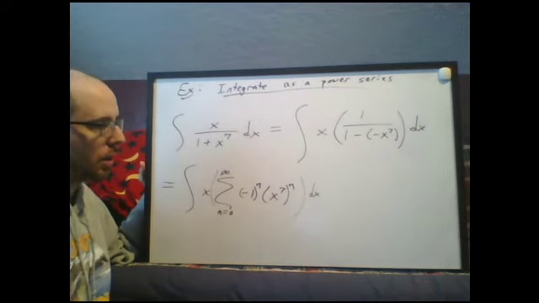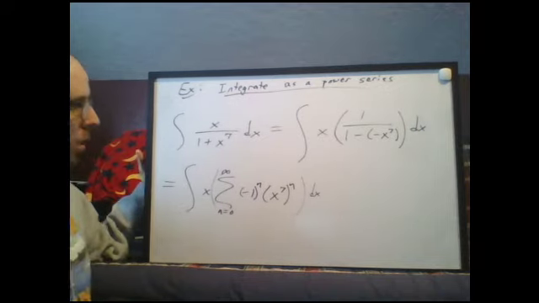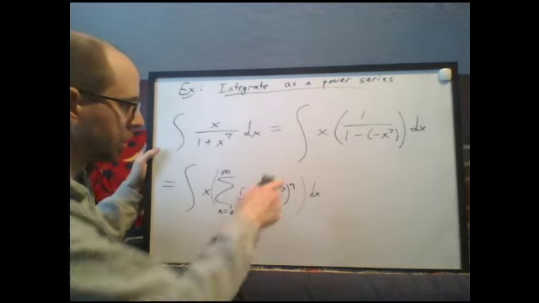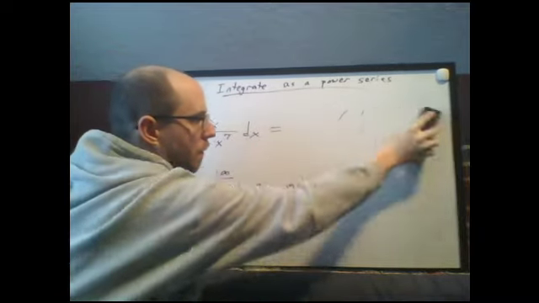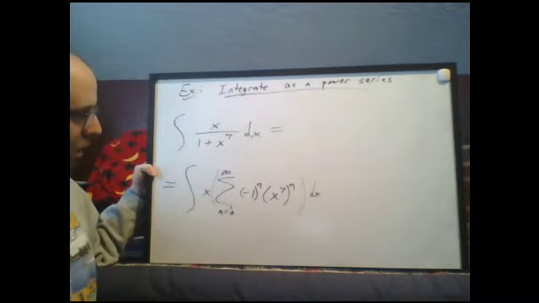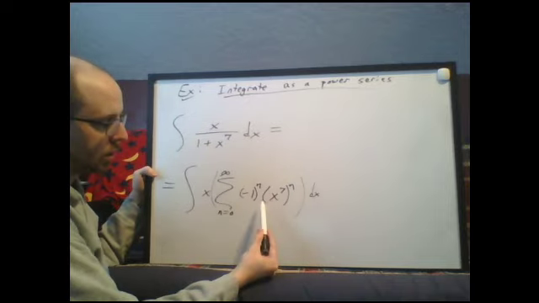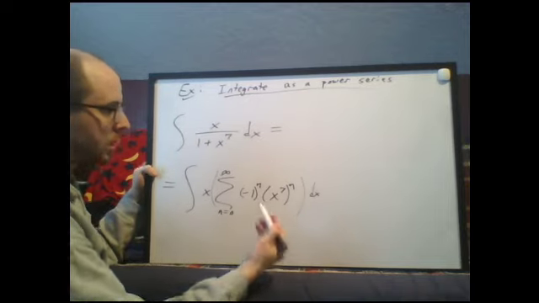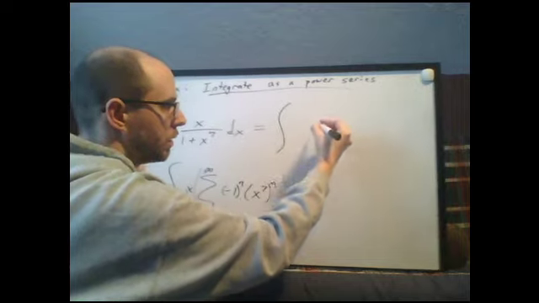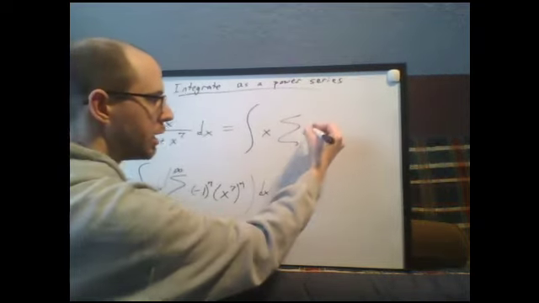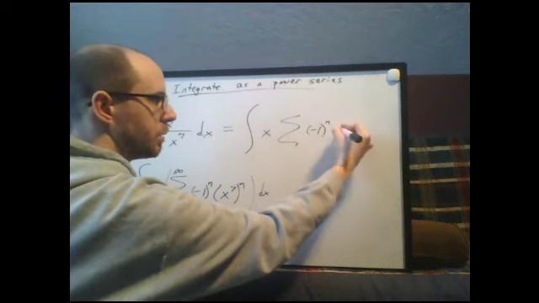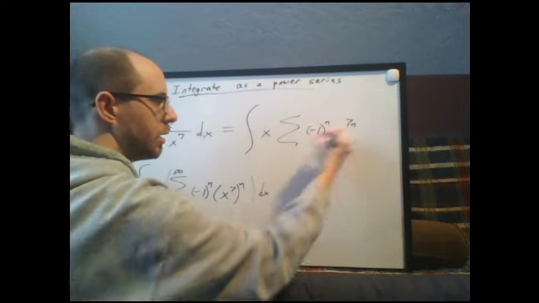Okay, so let me put the next step up here next. Now I want to simplify this. So let's simplify the inside of the series. We have negative 1 to the n times x to the 7n.